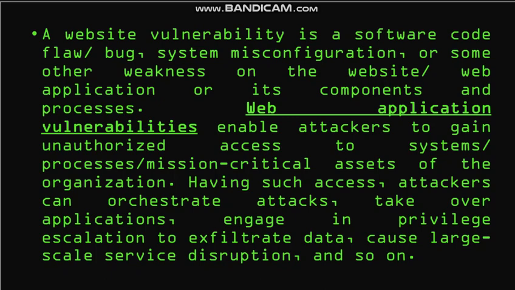Based on this, the risk associated with the vulnerability is calculated, and the vulnerabilities are categorized into critical, high, medium, and low risk. The critical and high risk vulnerabilities must be fixed and protected on a high priority basis. I would like to give some facts from the practice area of cybersecurity.